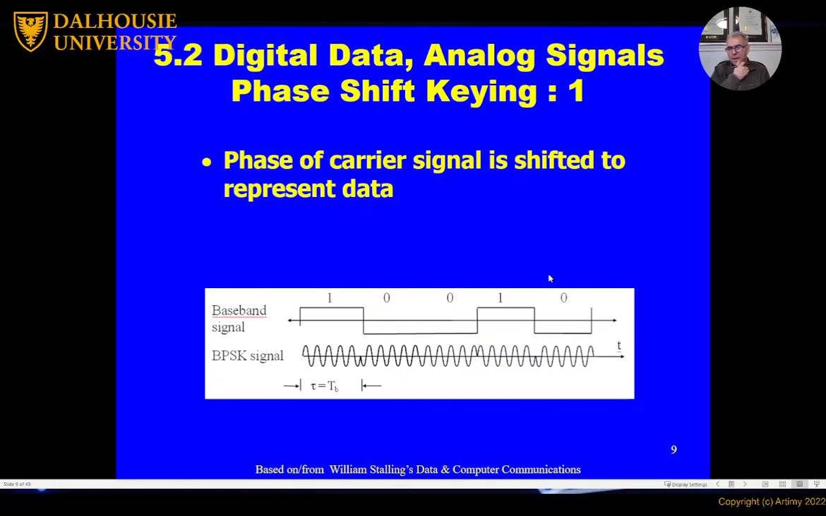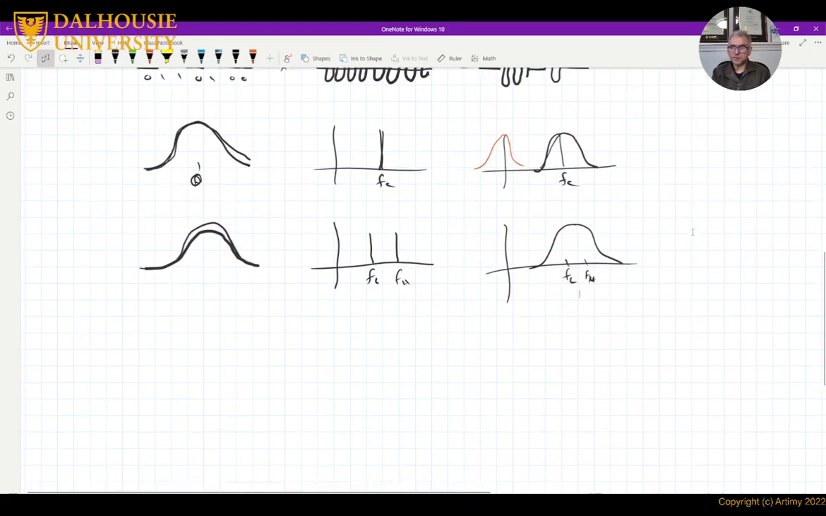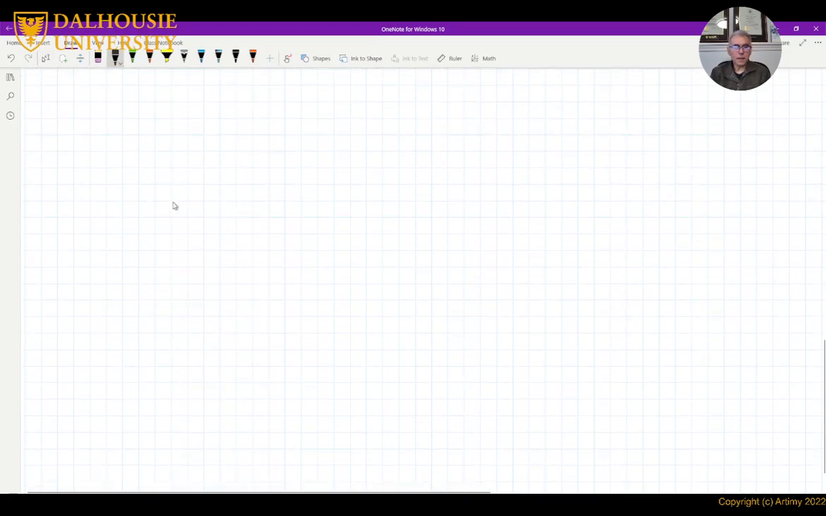All right, so there is actually a better way to avoid the problems of amplitude shift keying without using two frequencies. And this is phase shift keying. Phase shift keying relies on the idea that some circuits can be designed to detect the shift in the signal. So when I send a signal like this, we'll call this shift zero, because the signal starts here.